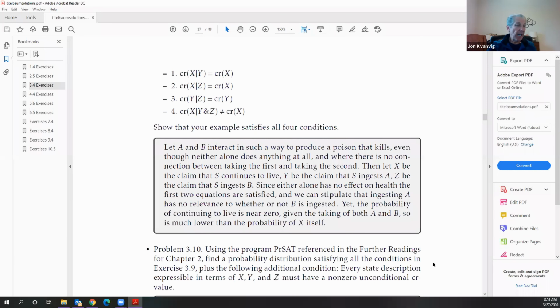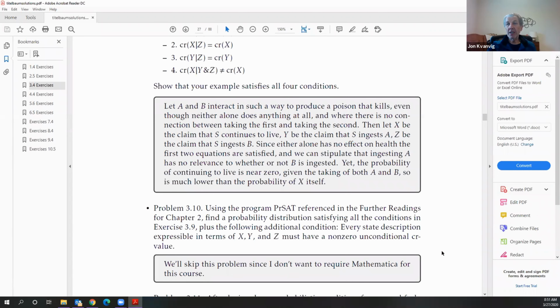Now, 3.10 we are going to skip because I don't want to require you to have Mathematica for purposes of this course. There's first the cost of the program. I don't know if you'd have to buy it. I don't know how that works. But the other thing is I don't want you to have to spend time learning how to use a program. Maybe most of you already know how to use it. It's a fancy program and very, very nice.